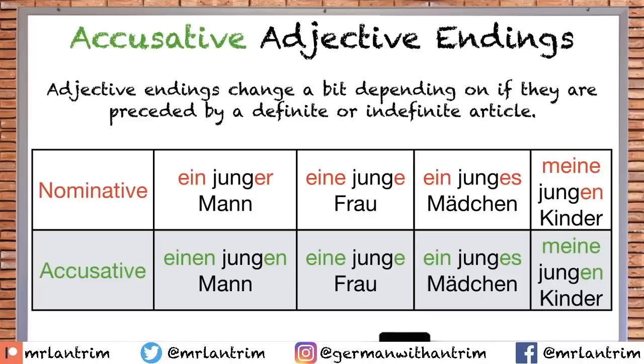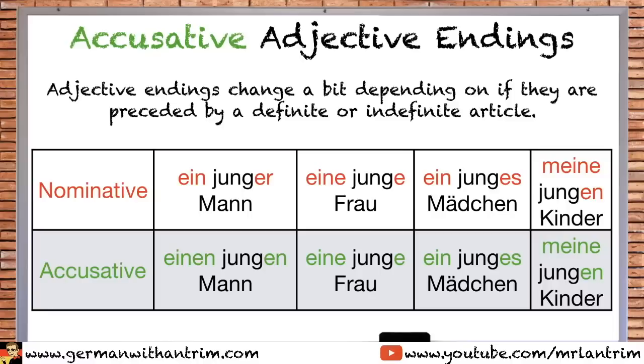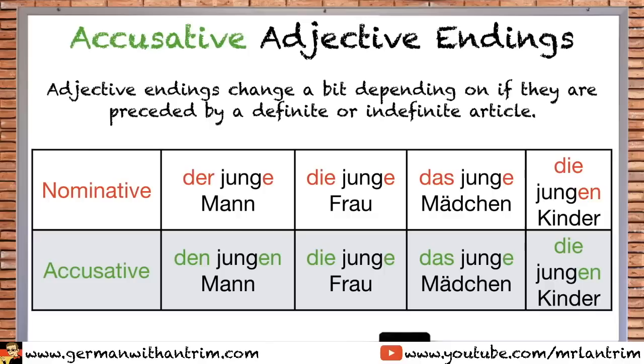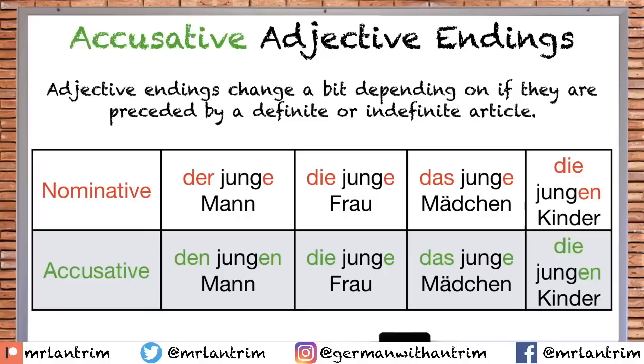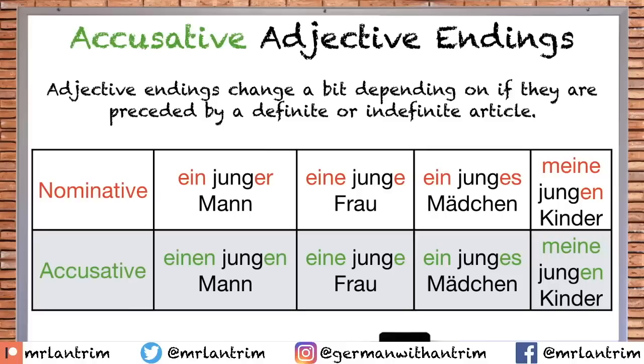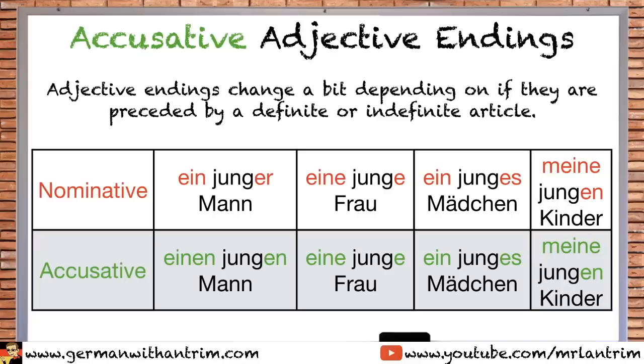So instead of having das junge Mädchen, we now have ein junges Mädchen. So here you can see the difference between das junge Mädchen and ein junges Mädchen. So this kind of, again, shifts the gender from der or das onto the adjective. That's why we have an ER for nominative masculine and an ES for the nominative neuter and the accusative neuter.